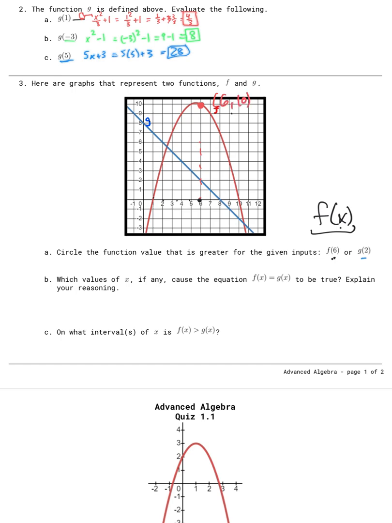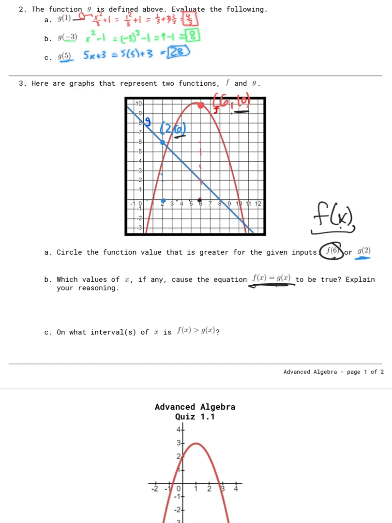And then for g, the input value is 2. We have to go to the blue one because this is talking about g here. We get 2 comma 6. So clearly f is greater because it has a value of 10, while g has a value of 6. Boom, there we go.